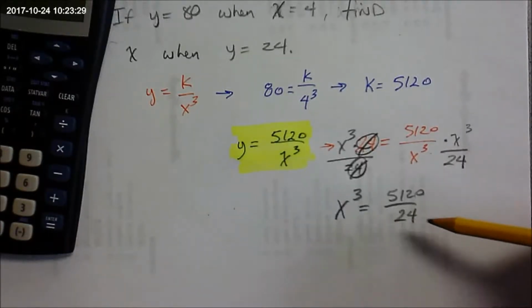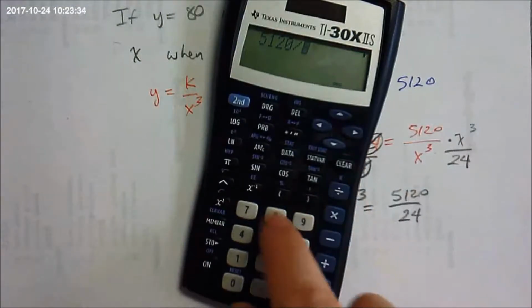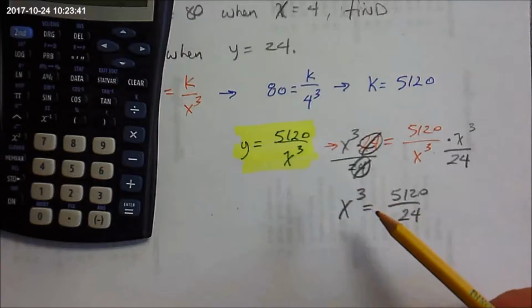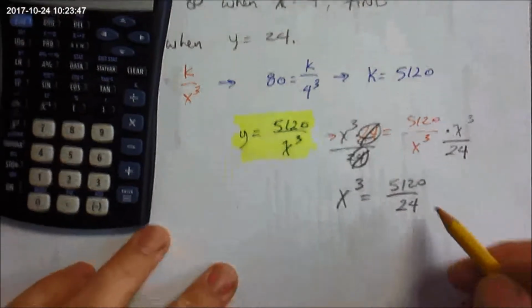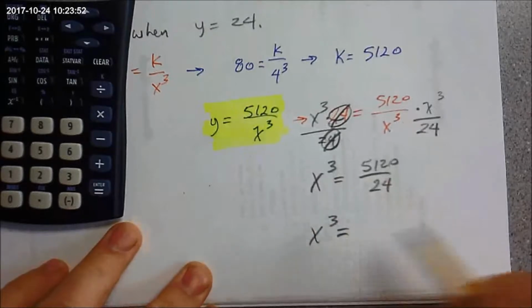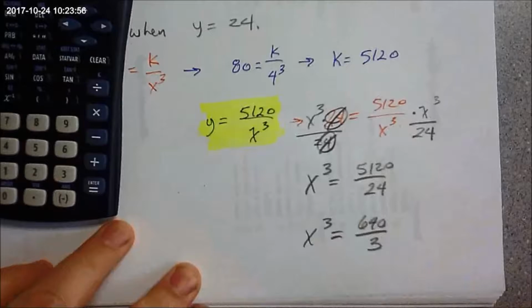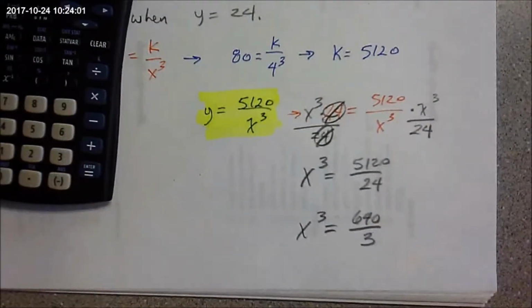Does 8 go into 5120? Whoa, 640. Why do you think I asked about 8? Yeah, 8 goes into this. All right. Okay, so I'm going to go ahead and reduce it by 8. So this number right here is going to be x cubed. And we're not done, I know we're not done, but 640 divided by 3. Now I know 3 doesn't go into 640 because 6 plus 4 is 10. 3 doesn't go into 10, so.